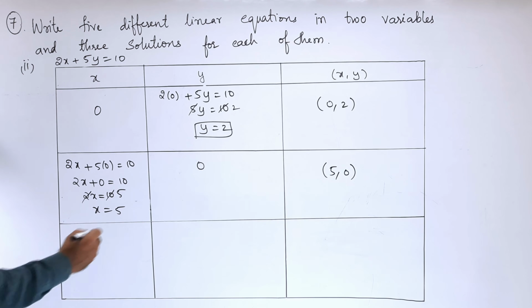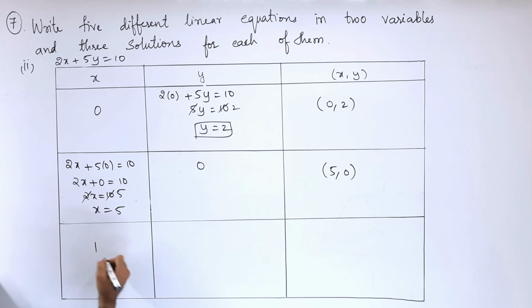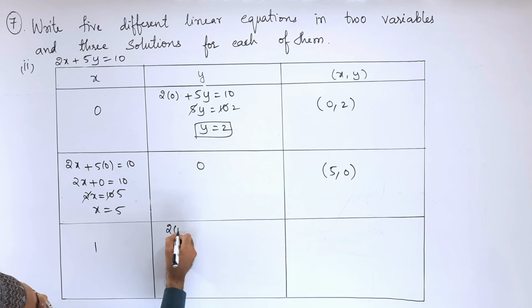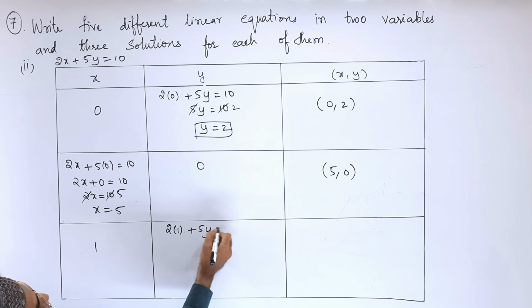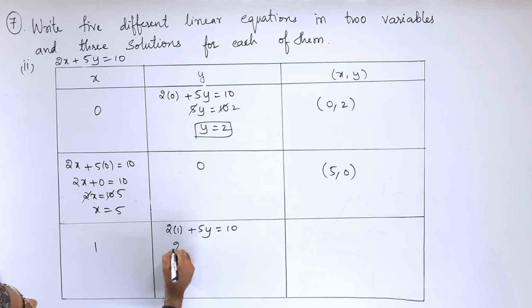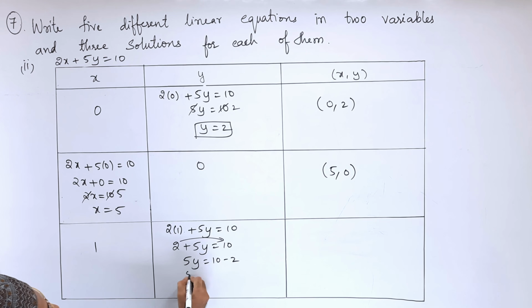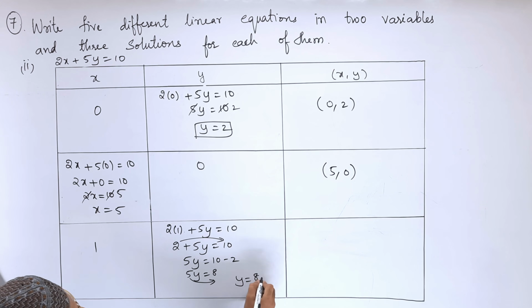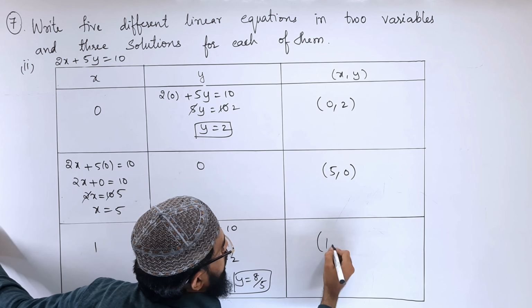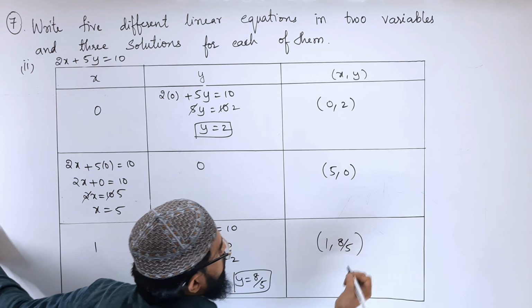Next we can take x = 1. 2 into 1 + 5y = 10. 2 ones are 2, plus 5y = 10. 2 goes to that side. So 5y = 10 minus 2. So 5y = 10 minus 2 is 8. 5 goes down. So y = 8 by 5. (1, 8/5).